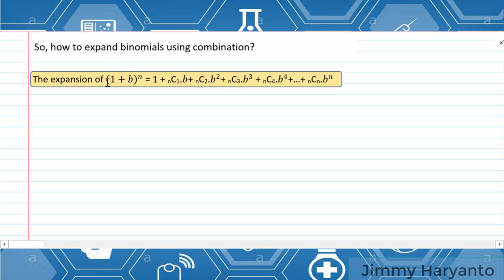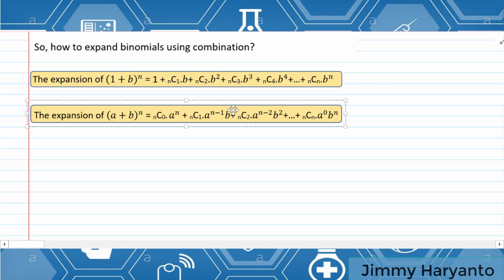For the expansion of 1 plus b, we have two types of expansion. The first one contains the number 1. For the binomial, (1 plus b) to the power of n equals 1 plus nC1 b plus nC2 b squared plus nC3 b cubed plus nC4 b to the 4 and so on until we get to n. Next, a plus b to the power of n. Now the 1 is changed into a.